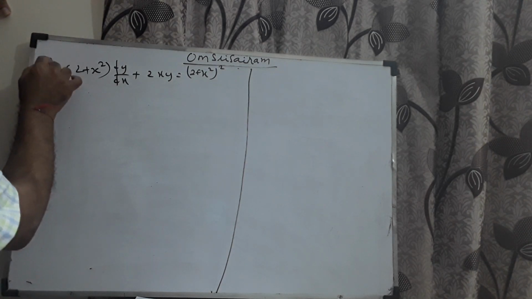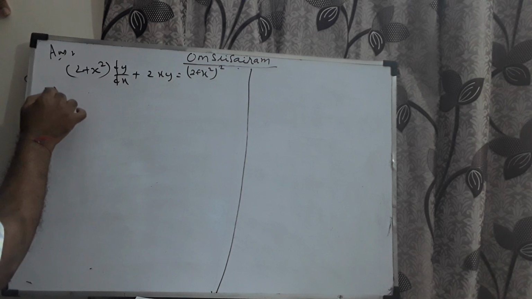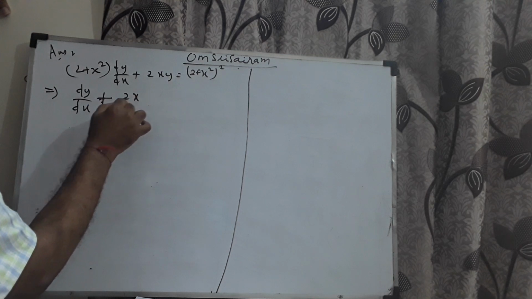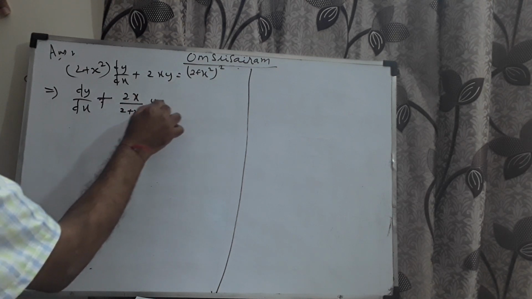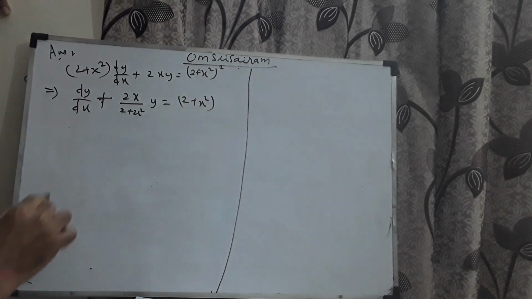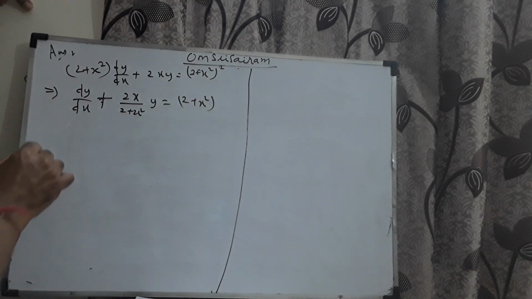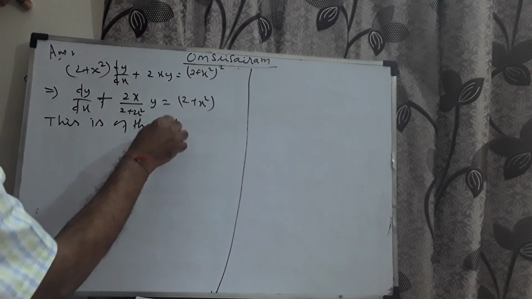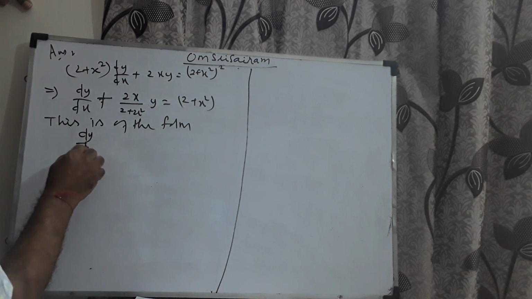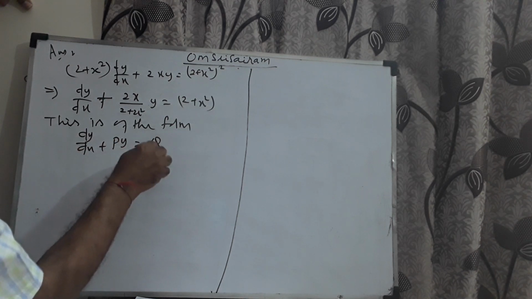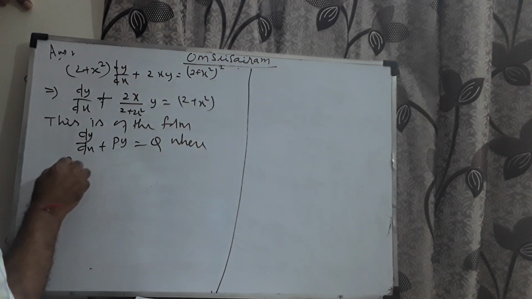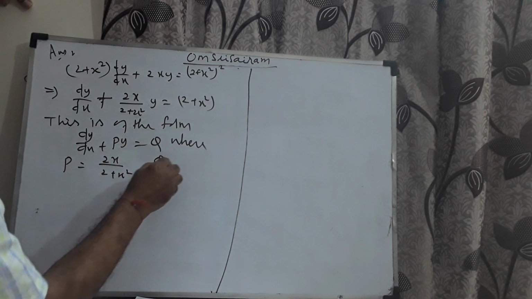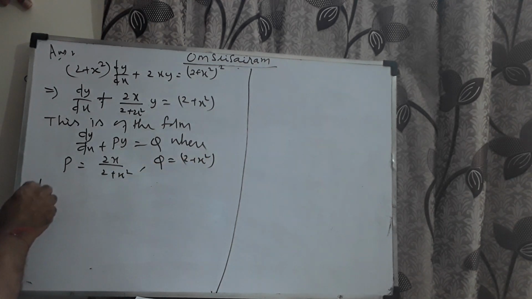I'll just get the answer directly. See here, this is the question given to you. Now this will imply dy/dx + 2x/(2 + x²) y = 2 + x². I am dividing throughout by 2 + x². Now this is the form dy/dx + Py = Q, where P is nothing but 2x/(2 + x²) and Q is nothing but 2 + x².